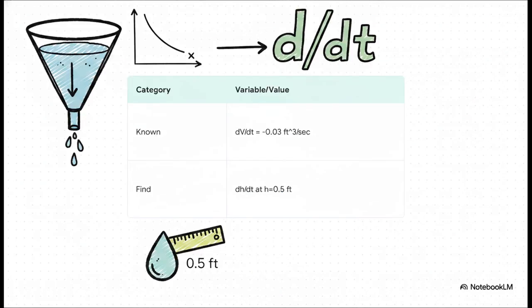Let's map it out. We know the volume is changing, so dV/dt is negative 0.03. It's negative because, of course, the water is draining out. And what we need to find is how fast the water level itself is dropping. That's dh/dt, at the exact moment when the water's height, h, is exactly half a foot.